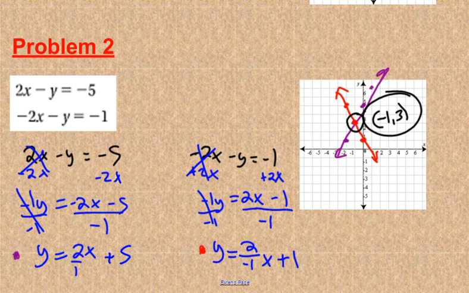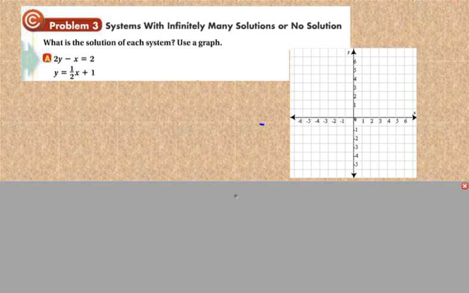Well, that's the basic graphing method. Next time we'll learn briefly about what happens if they either don't cross or they're the exact same line. All right? So that's our first part on solving systems of linear equations by graphing.